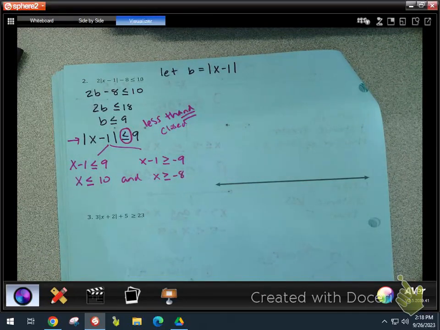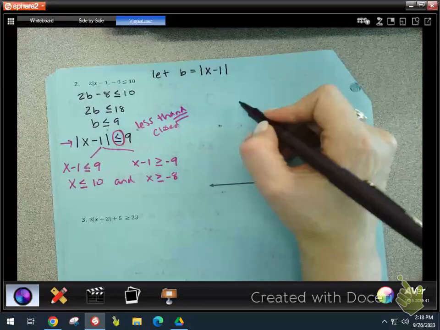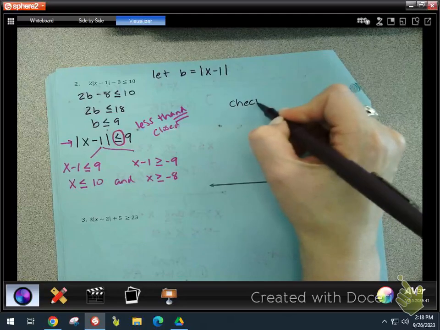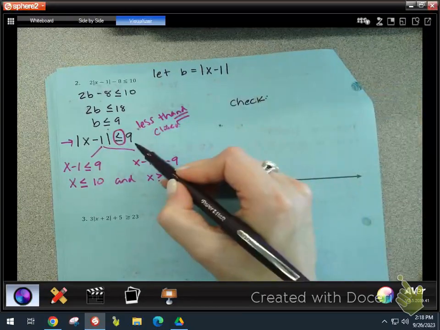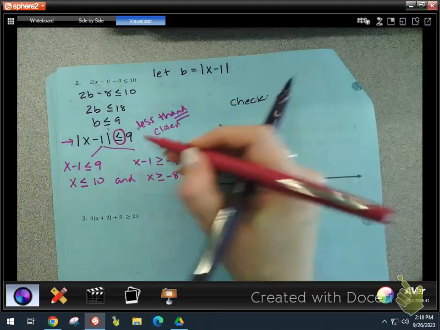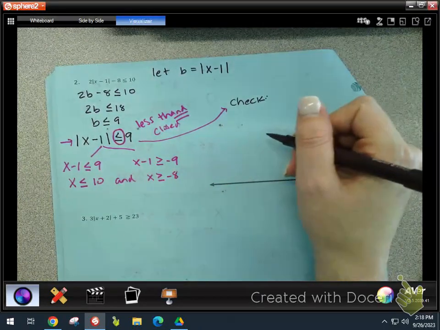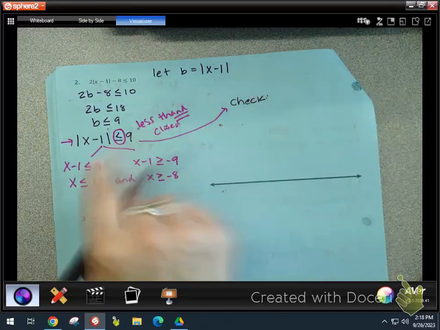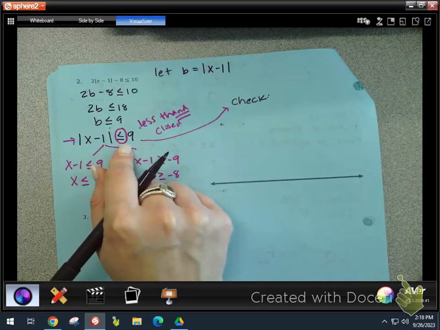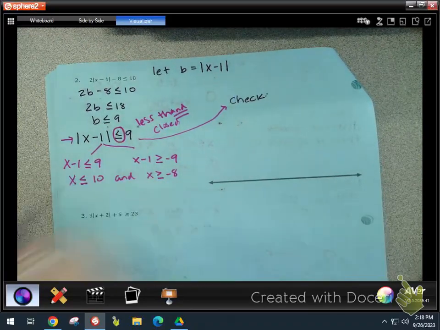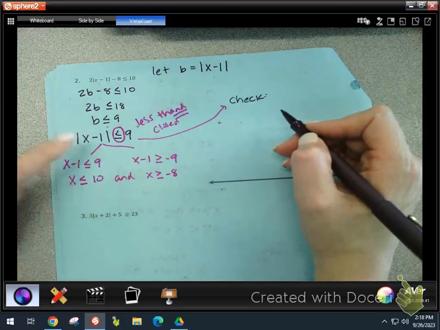Okay? I still have to check. I'm going to do my checking over here because I'm running out of space. It is okay to check in where my arrow is. All right? The isolated absolute value equation. It will be easier. And honestly, all your equations can always be checked in the isolated one. You just have to make sure that you're always checking in an absolute value one.